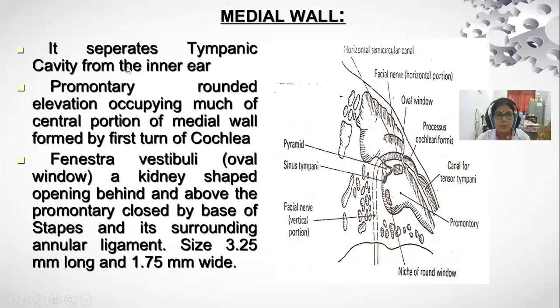The medial wall separates the tympanic cavity from the inner ear. You have a promontory, which is a rounded elevation occupying much of the central portion of the medial wall, formed by the first turn, otherwise called the basal turn of the cochlea. Then you have fenestra vestibuli, also called the oval window. It's a kidney-shaped opening behind and above the promontory, closed by the base or footplate of stapes and its surrounding annular ligament. The size of the footplate is 3.25 millimeters long and 1.75 millimeters wide.